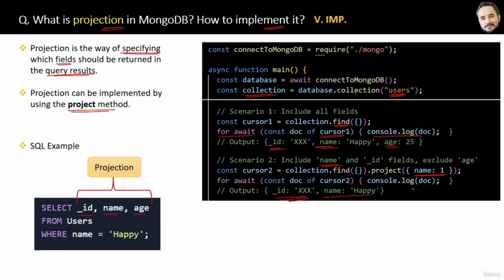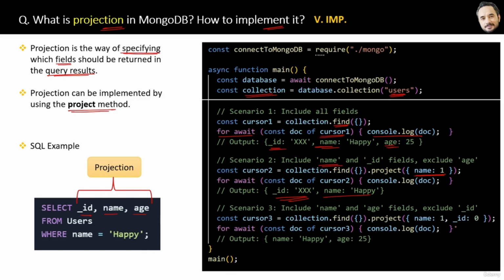Now the third scenario is if you do not want the ID by default, then like this put the value 0 in front of the ID to exclude it. That way you can exclude it. As a result, ID will not be there in the result. Great, that is the answer, and these are the 3 different scenarios of using projection. You can also try this code if you have any confusion.